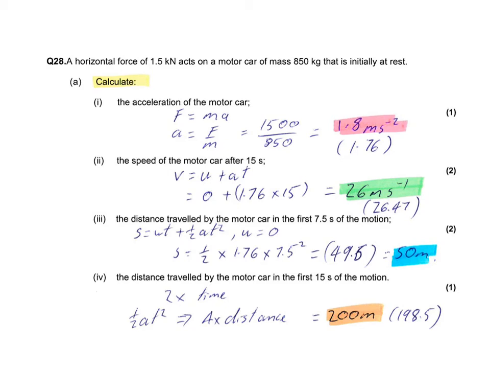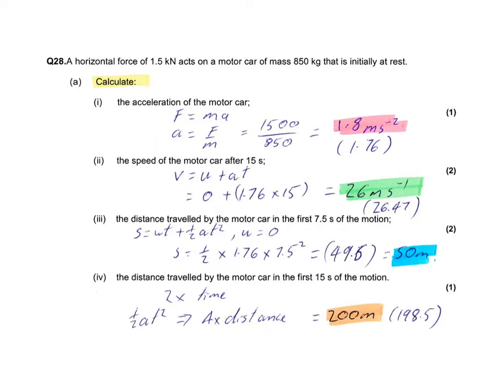And this is the Mechanics Homework Booklet, question 28. So we've got a horizontal force of 1.5 kilonewtons acting on a motor car, 850 kilograms, that's initially at rest. Calculate the acceleration of the car. So that's a straightforward F equals ma.